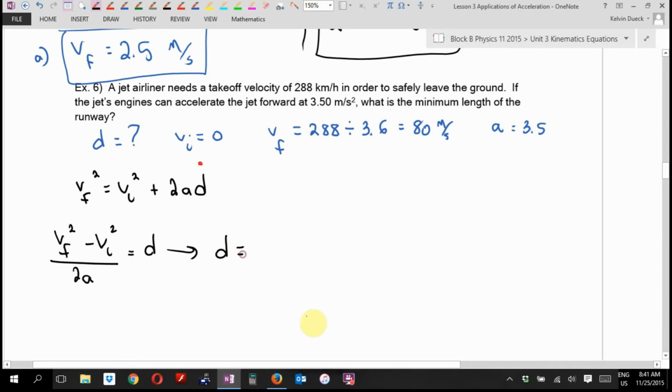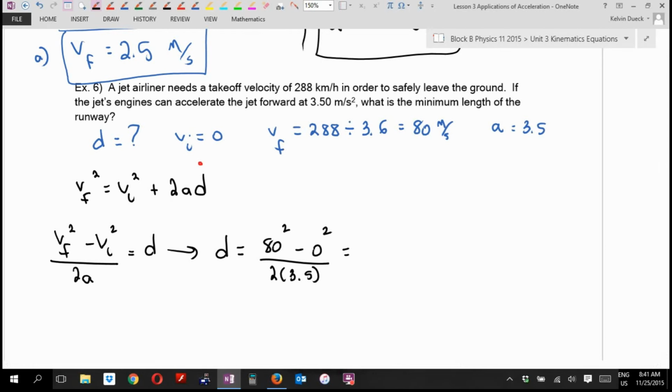Here we go. Now it's plug and chug. 80 squared minus 0 squared. I probably didn't need to put the 0 there, but I will just because. All over 2 times 3.5. If you were designing an airport, your runway better be this long.